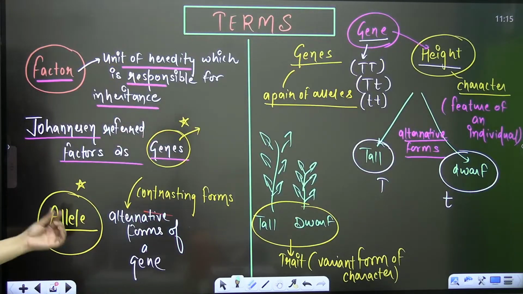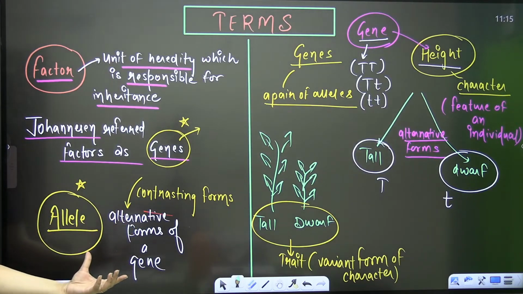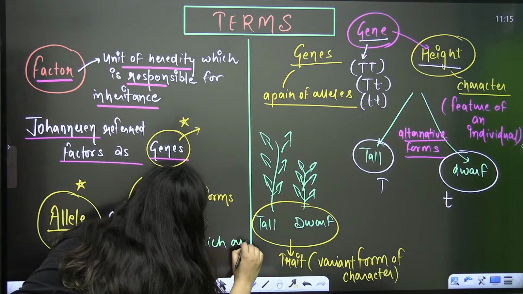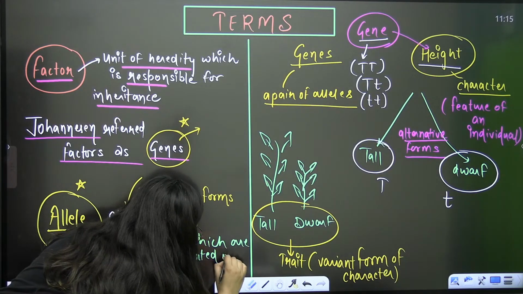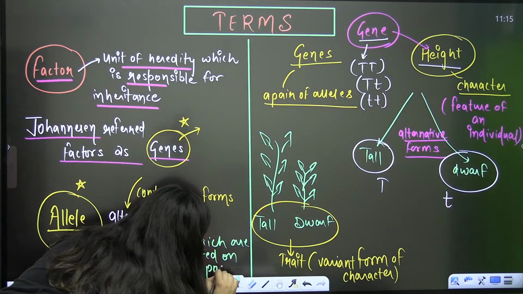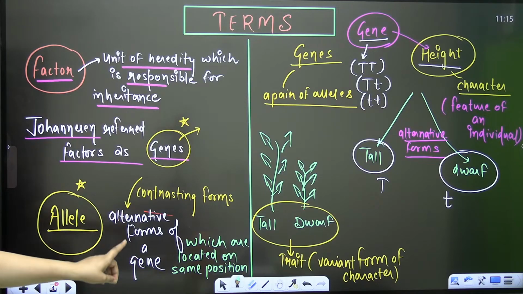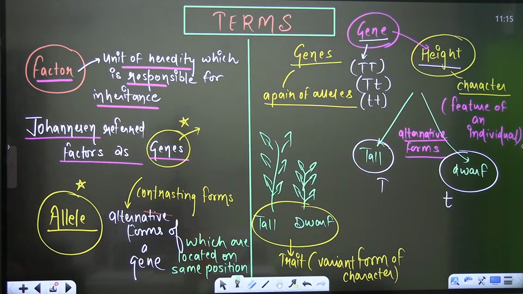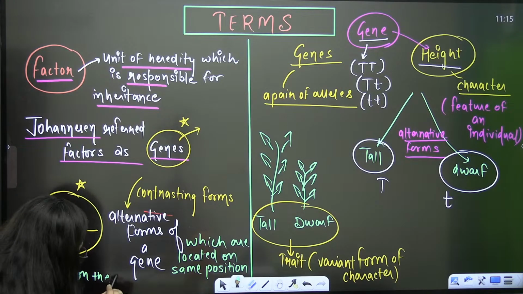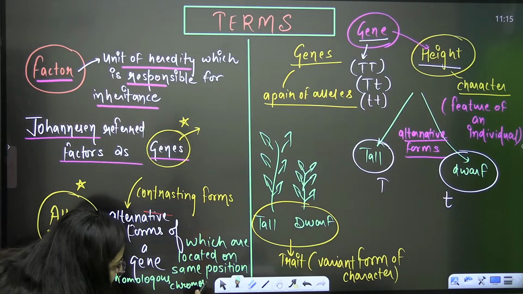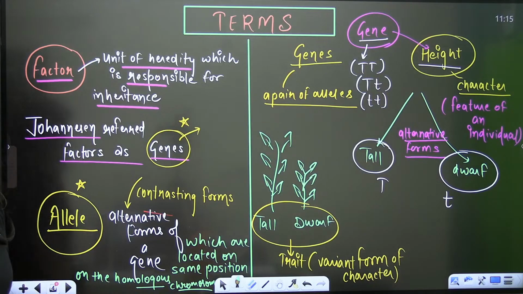Okay, so that's why when we define the allele, no doubt it is the alternative form of a gene which is located on the same position, and same position means same locus, right? It is the alternative form of a gene which is located on the same position on the homologous chromosome. Is that clear? So this complete definition is clear.